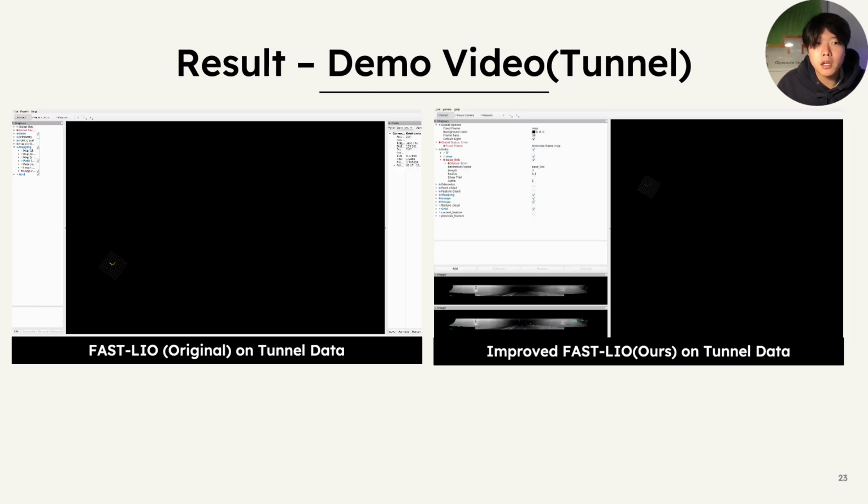The same applies for the tunnel data. We obtain the same result, while the left one does not publish any odometry. Improved FAST-LIO, which is ours, can get right results.